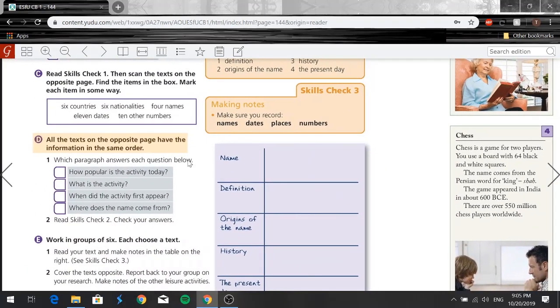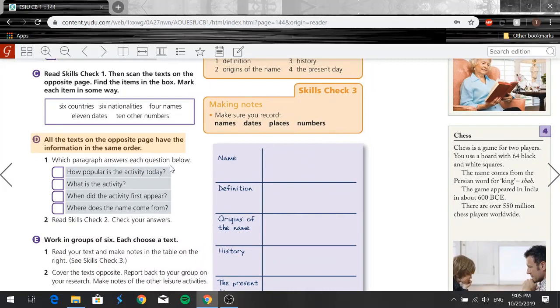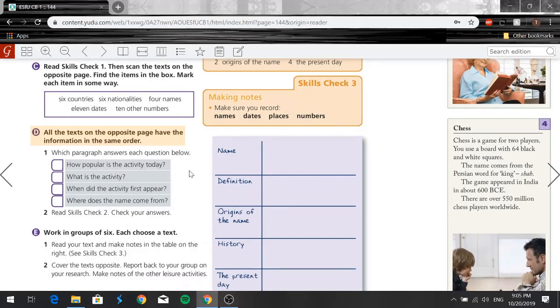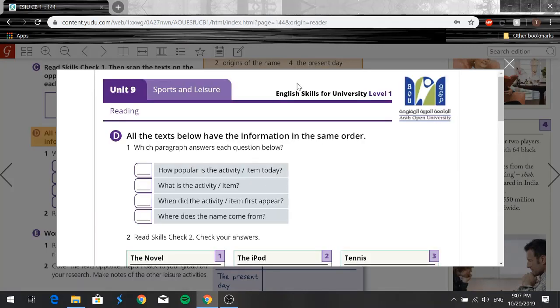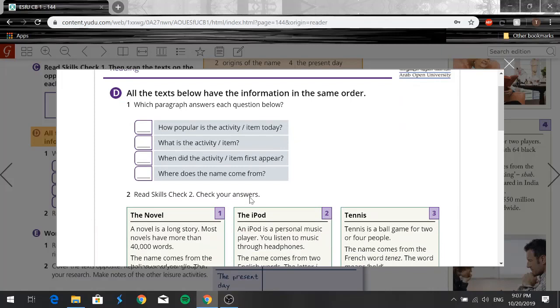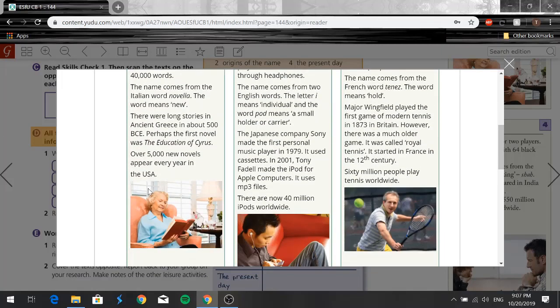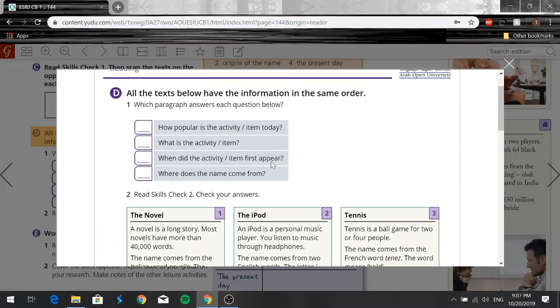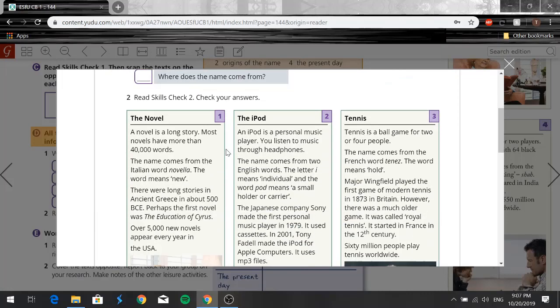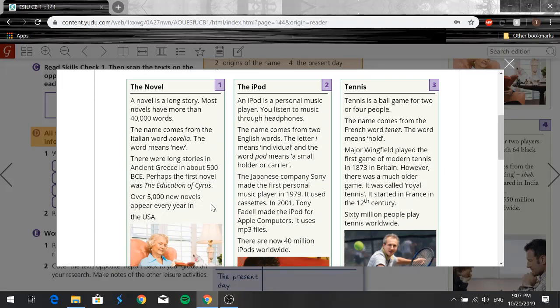Now let's go to exercise D. All the texts on the opposite page have the information in the same order. So which paragraph answers each question below? Let's open this so we can get a better view and start solving it. Choose a paragraph, not the box, you guys, that gives us answers to these questions. So one is, how popular is the activity or item today? And for that we'll say it's about paragraph number 4. Over 5,000 new novels appear every year in the USA.